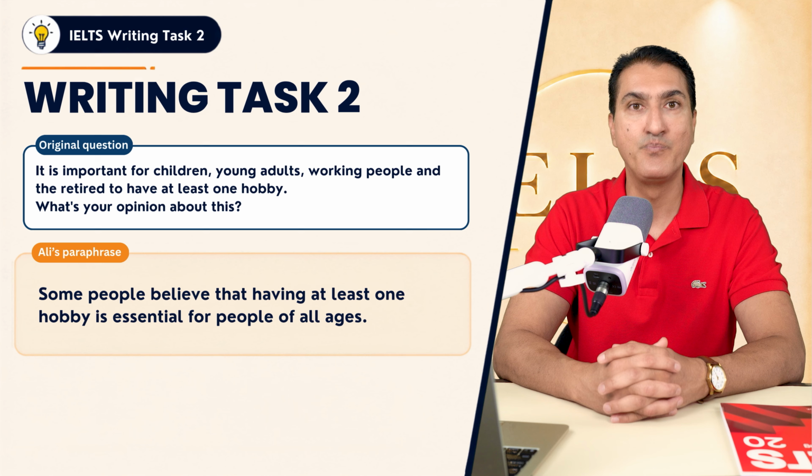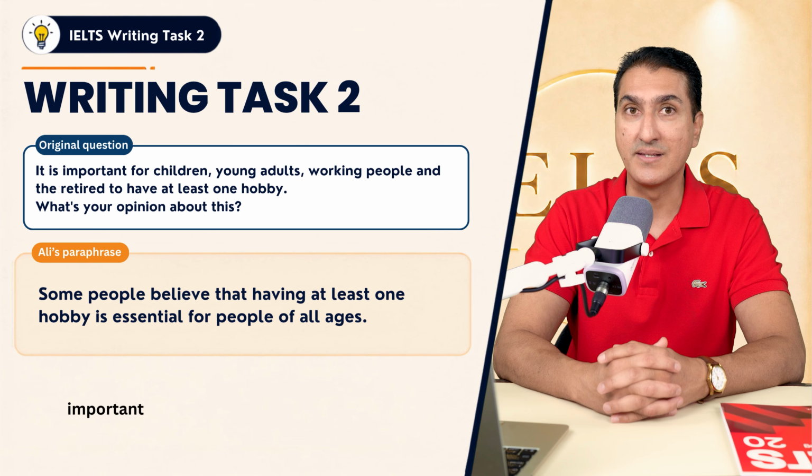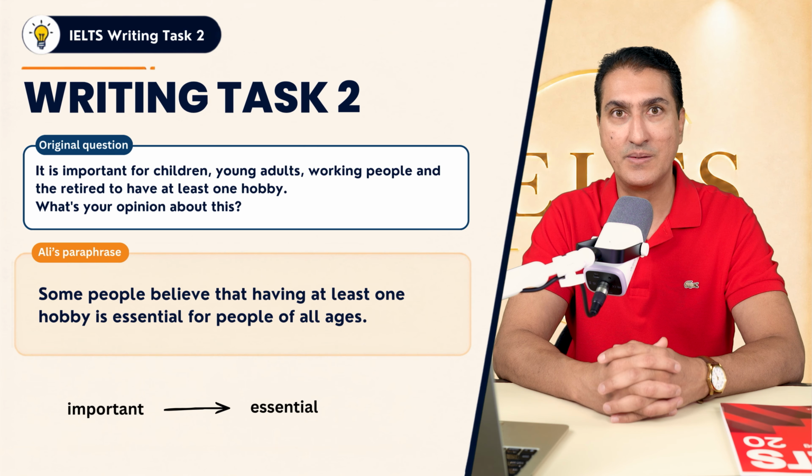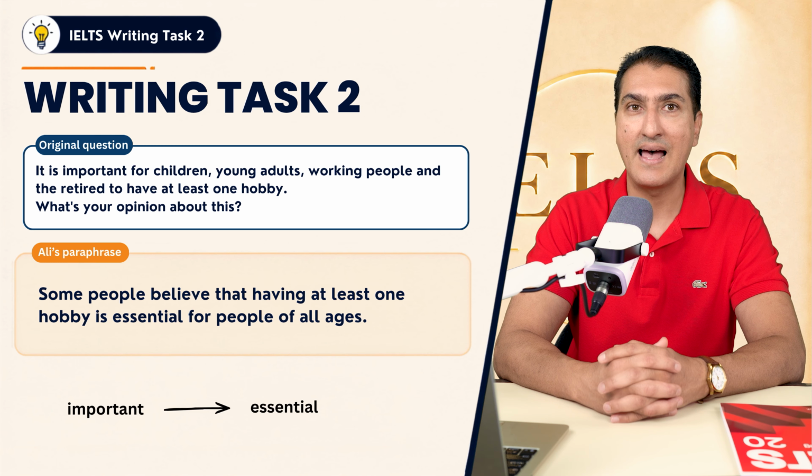Let's begin with strategy number 1, choose natural synonyms. I changed important to essential. Both words have a very similar meaning in this context. Now, let's move on to strategy number 3, rebuild the sentence. In this strategy, I changed the structure of the sentence, but I didn't change its meaning.